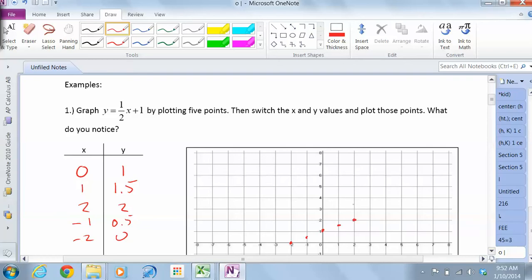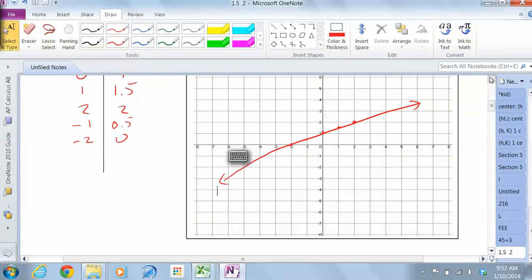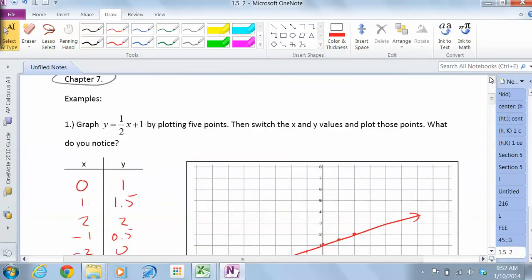Okay, so that should seem pretty simple. We'll connect those dots, and here we have a line. Now, let's talk about the inverse. When you switch x and y, that's called the inverse. So let's actually do this in green.